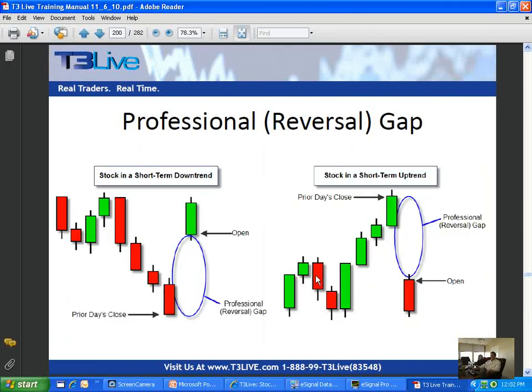Remember, this is the professional reversal gap where it basically eliminates a short-term trend. You have a short-term downtrend, the stock gaps up, it completely has eliminated that short-term trend, and it causes a reversal. It's panic. I was short, oh my God, all my profits are gone, I'm now on a loss, what do I do? I have to cover, the stock reverses its price.